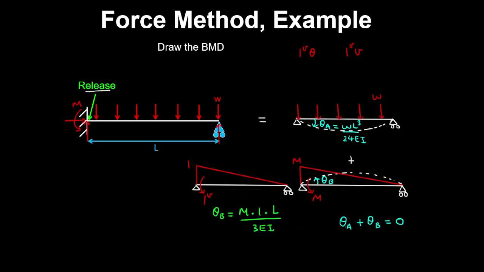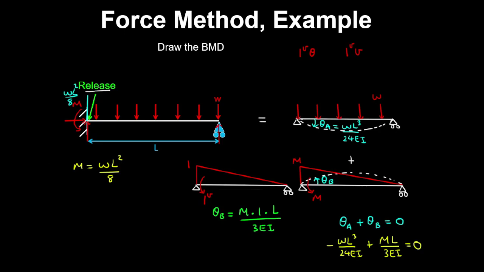So the volume between two triangles is a pyramid. And substituting these into our compatibility condition, we have theta A is WL cubed on 24 EI, and that's clockwise, so it's negative, then plus theta B, which is ML on 3 EI, and that's equal to 0. So if you solve this equation, we obtain a moment reaction is WL squared on 8. And therefore the bending moment diagram at the support has a magnitude of WL squared on 8.